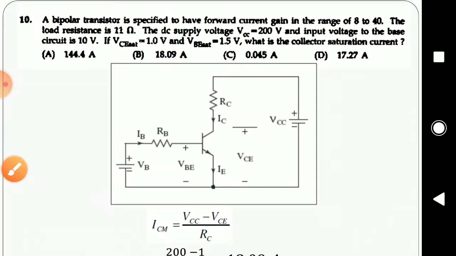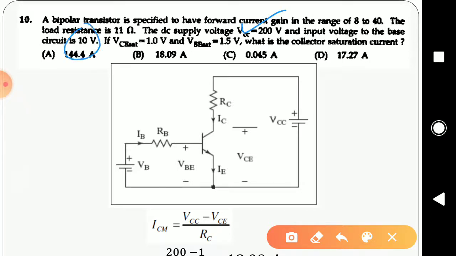Bipolar transistor: you have all the parameters, the load resistance, voltage VCC, base voltage is given, then VCE saturation is given, VBE saturation is given. What will be the collector saturation current? Now, I have just given the circuit for the BJT configuration over here. Now, you can just check the value of VCC and the base input, that is VCE and VBE.